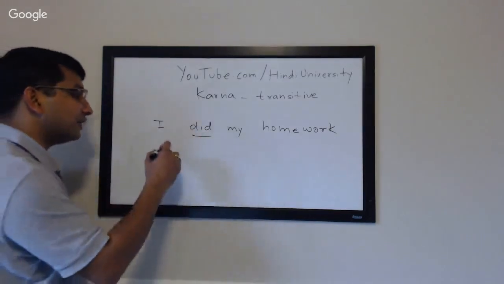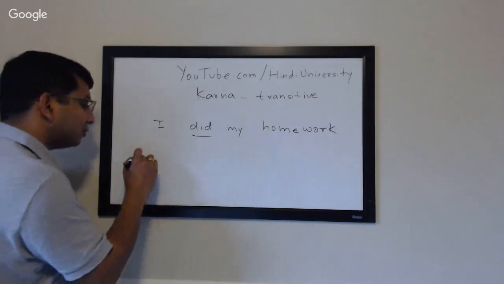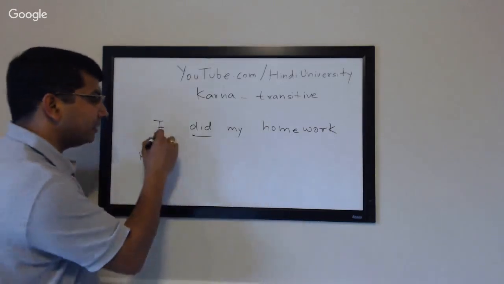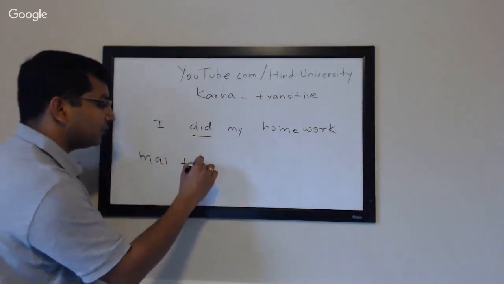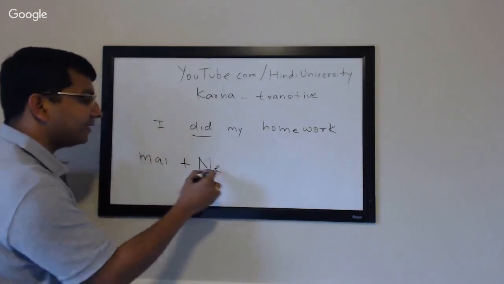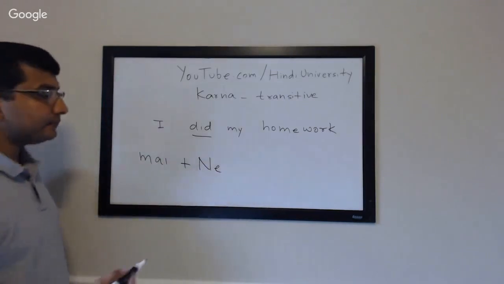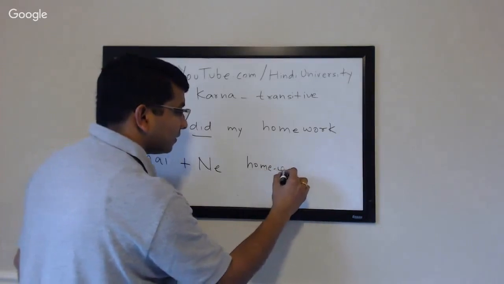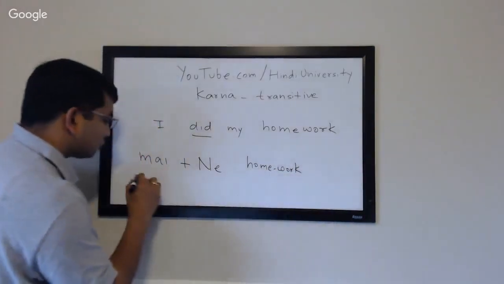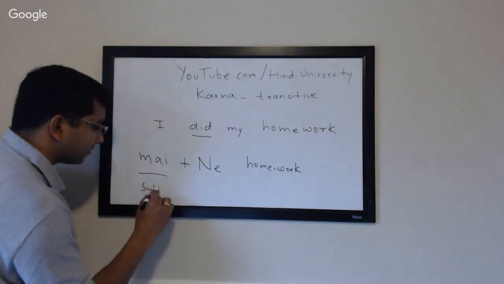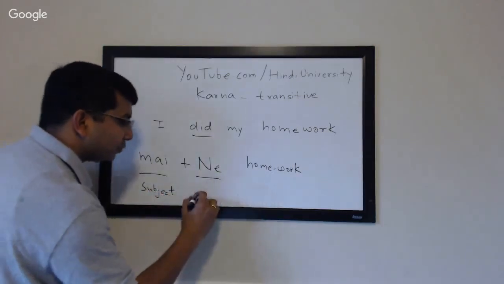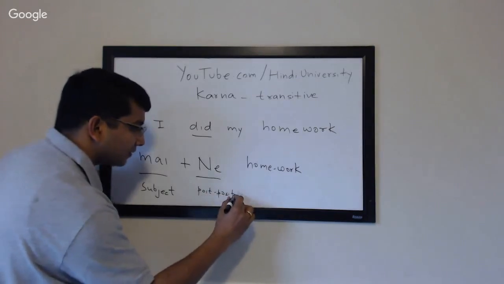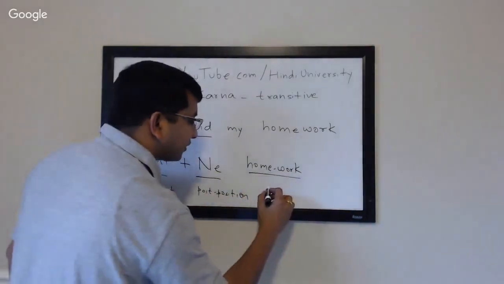Whenever you're using a transitive verb in the past tense, you will be using a postposition called ne with the pronoun. So it will be मैं, followed by ne, and then you will say homework. So far, this is your subject, this is your postposition, and this is your object, homework.